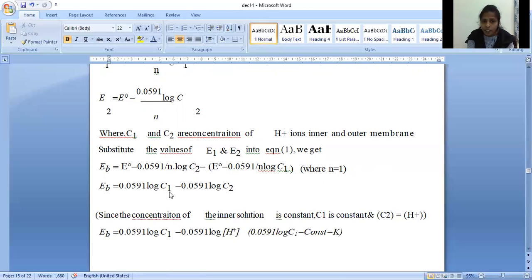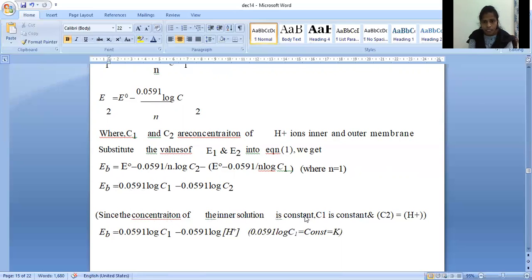But what is C1 here? C1 is the concentration of the inner solution and C2 is the concentration of the outer solution. But what is the concentration of the inner solution? The concentration of the inner solution is constant. That is a known, numerical value, and it is not variable. So we can take this part as a constant. We are assuming this constant part as K.